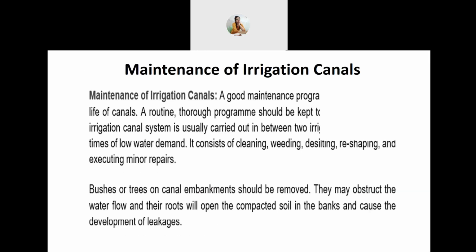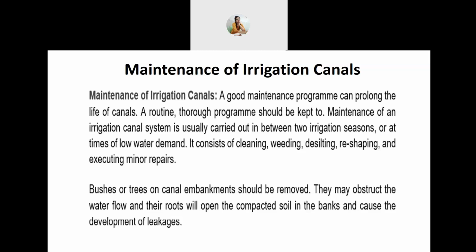The next topic is maintenance of irrigation canals. A good maintenance program can prolong the life of canals. A routine, thorough program should be kept too. Maintenance of an irrigation canal system is usually carried out in between 2 irrigation seasons or at times of low water demand. It consists of cleaning, weeding, desilting, reshaping, and executing minor repairs.